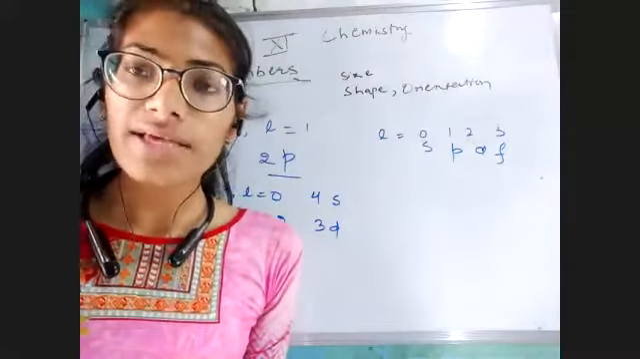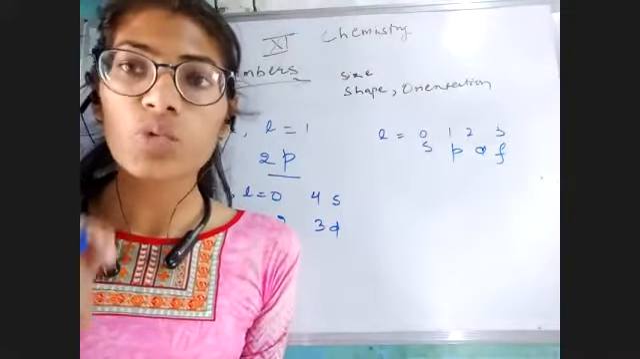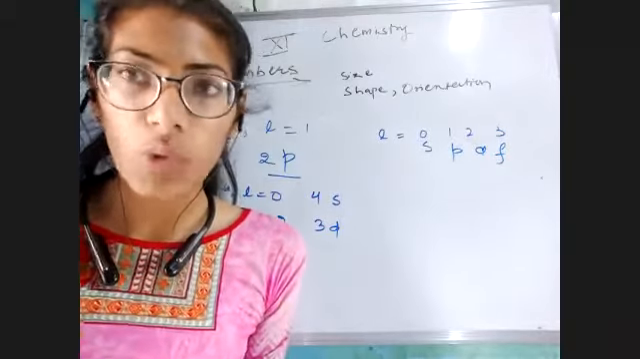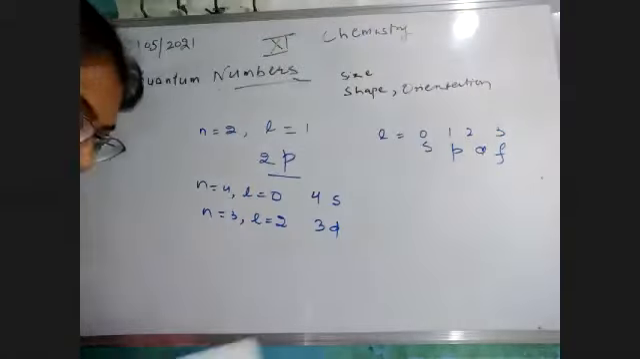Now I'm going to take some more questions in which you will see which orbital set is possible and which one is not possible. So let's start with your questions.